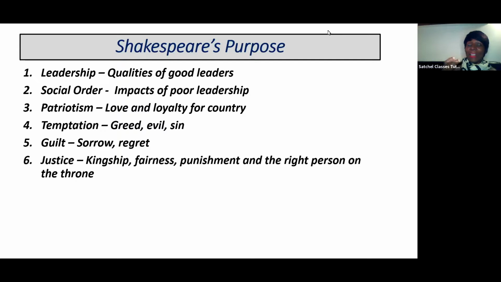And then finally, another key idea that Shakespeare is exploring through Macduff's character is justice. Kings should lead a country with fairness, and there should be punishment when the right person should be on the throne. And Macduff, because he's part of the resolution, brings justice, punishment and fairness, and he's able to put Malcolm, the right person, on the throne.